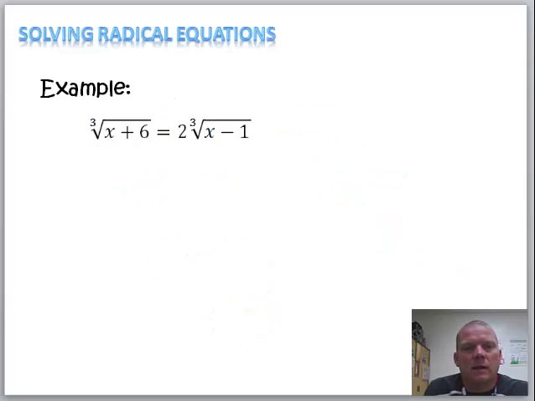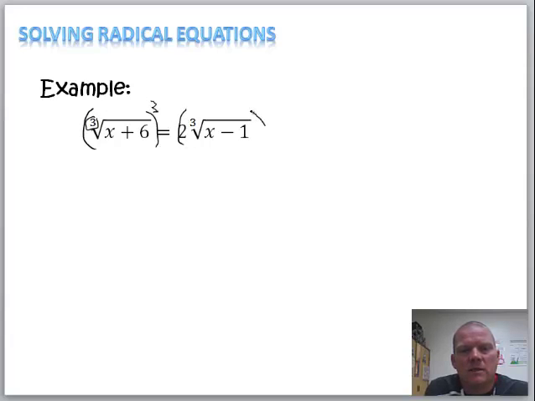All right, example 3, this one's a little bit different than the last one. It says the cube root of x plus 6 equals 2 times the cube root of x minus 1. So if you'll notice, the cube root is all by itself over here. So I can go ahead and start to solve this one. So what I'll do is I will raise both sides to the power of what that root is, 3.